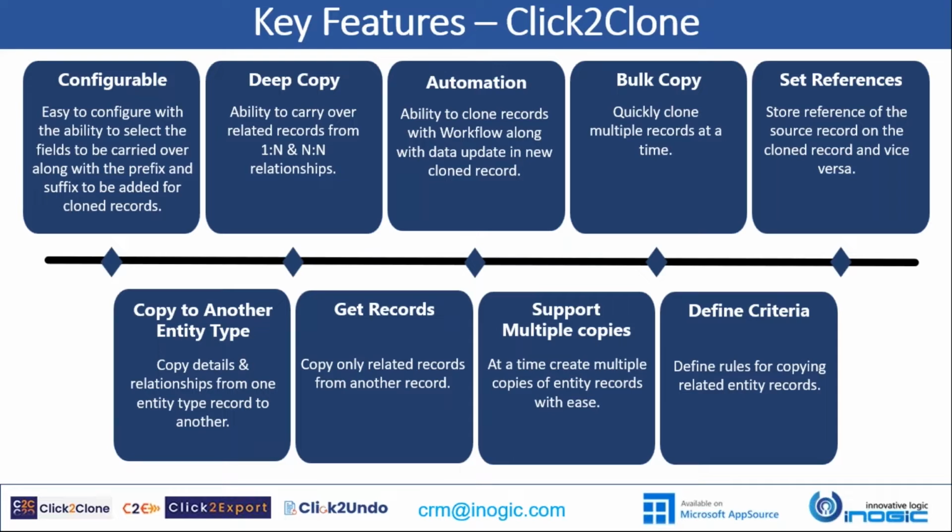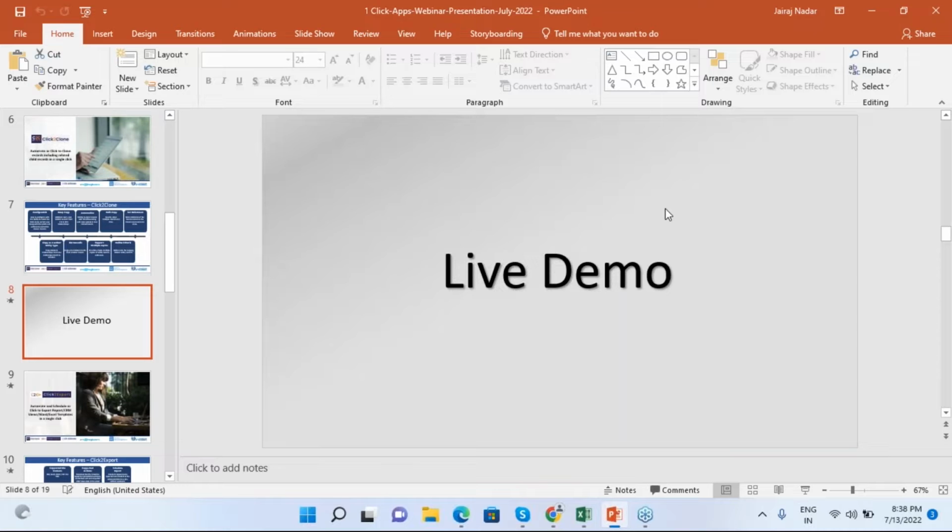And you can define the rules and the criteria for the selected entity records. So these are some of the key features of Click to Clone. Let's see all of these key features in live action. So let me switch to my CRM window.